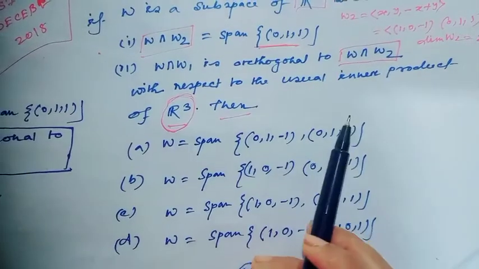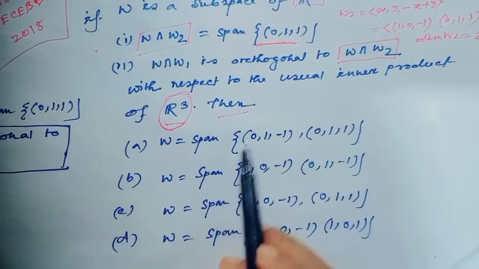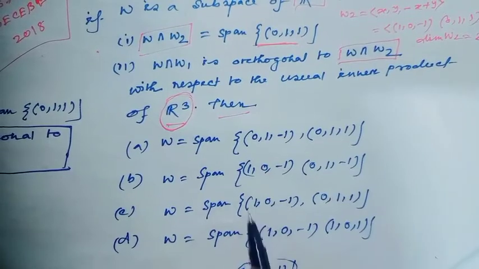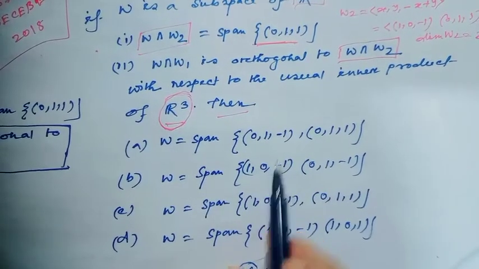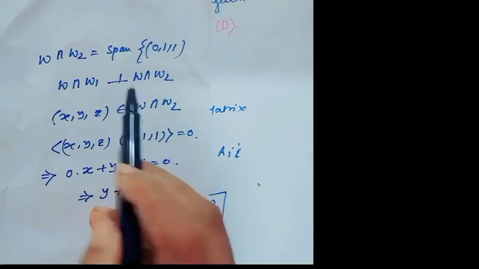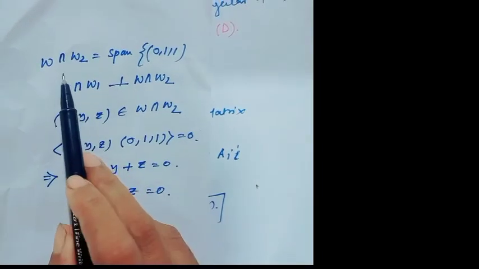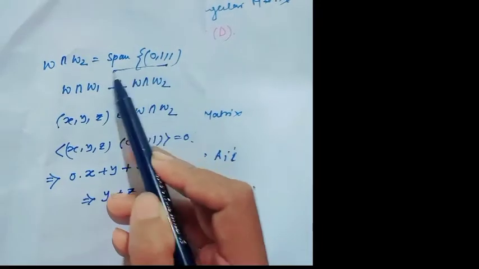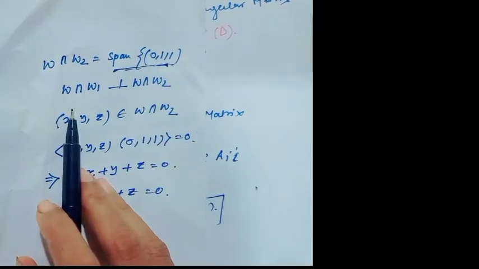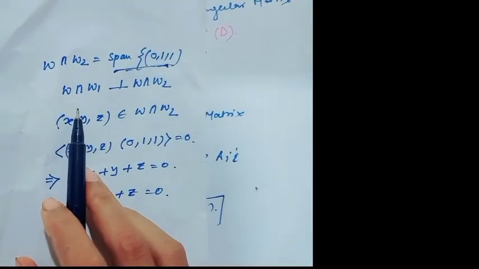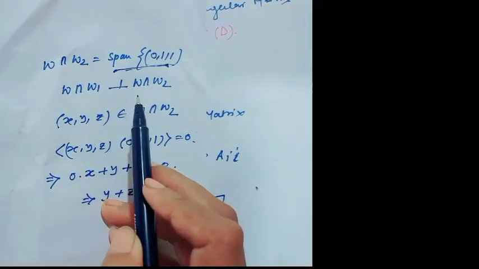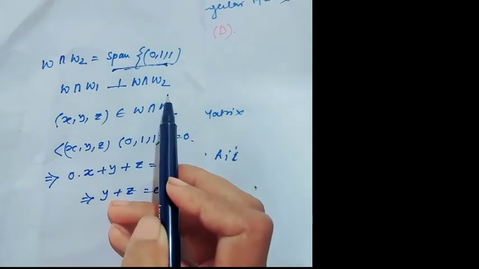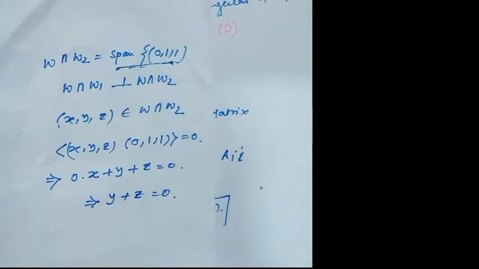Since the question indicates W is spanned by these vectors, which of the options is true? The question has given two conditions. One condition: W intersection W2 is spanned by this one vector, and the other condition: the set W intersection W1 is perpendicular to W intersection W2.